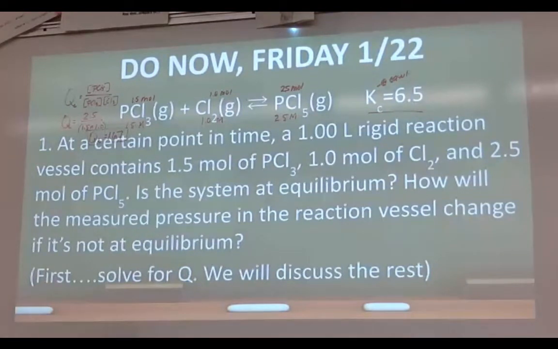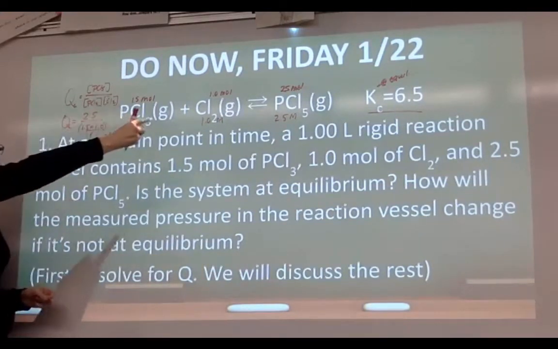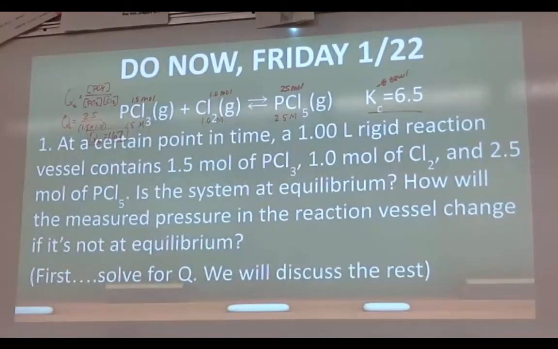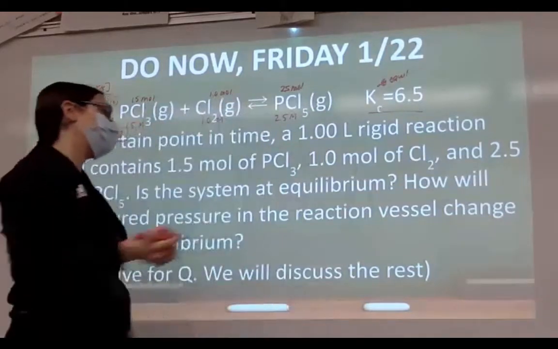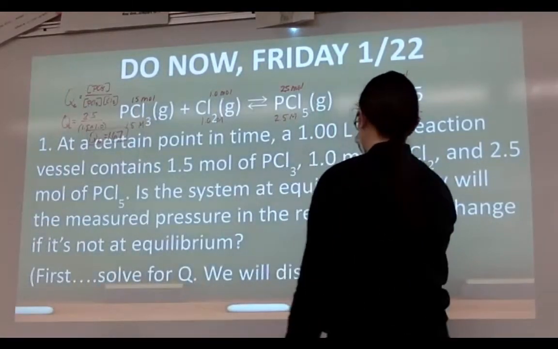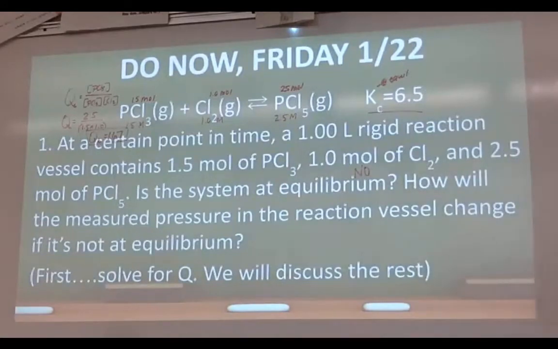So the first question: is the system at equilibrium? You compare Q and K. If Q is equal to K, it is at equilibrium. Well, first, is Q equal to K? No. 1.67 is not 6.5. So is it at equilibrium? No. Q is not equal to K.